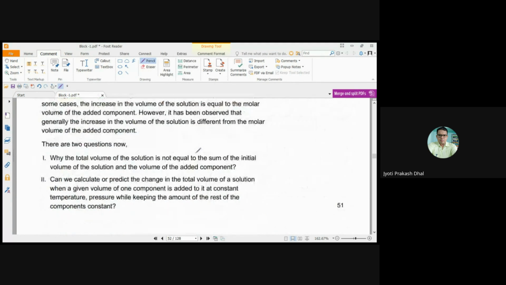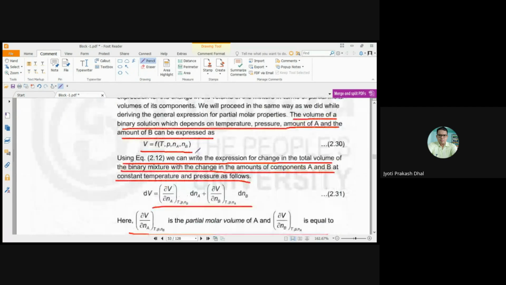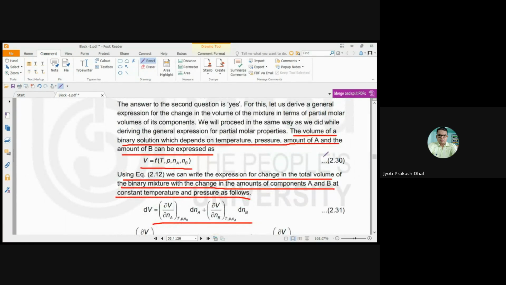Now coming to partial molar volume. First we will discuss the partial molar volume properties. And we know that volume is an extensive property. So the total volume of a binary solution depends upon temperature, also depends upon pressure, depends upon the amount of substance A, and also depends upon the amount of substance B. Here we are considering a binary solution. That is, V is a function of T, P, N_A and N_B.